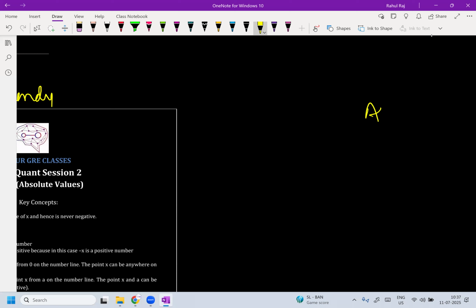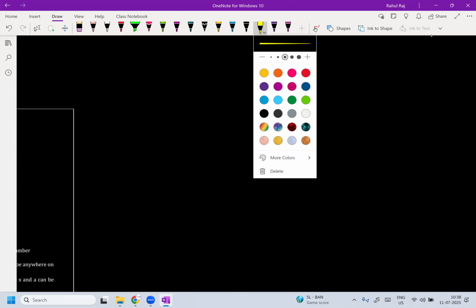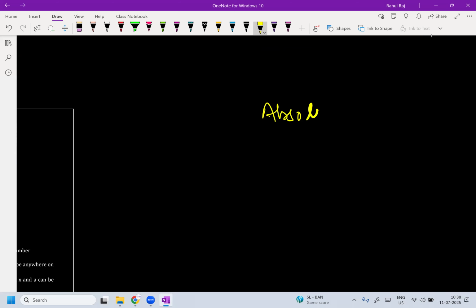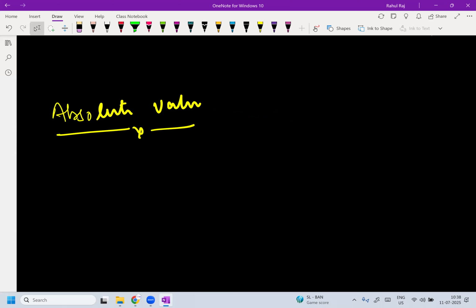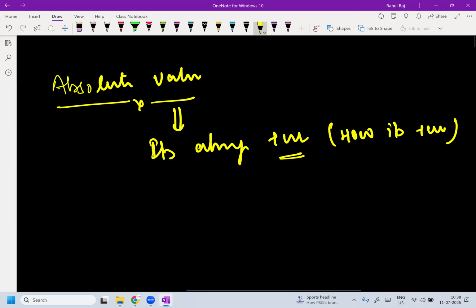Let's start with absolute value. So there's only one concept of absolute value, that it's always and always positive. Irrespective of anything, Shweta. But the question comes: how is it always positive? That's something we need to understand beautifully. How it's positive.